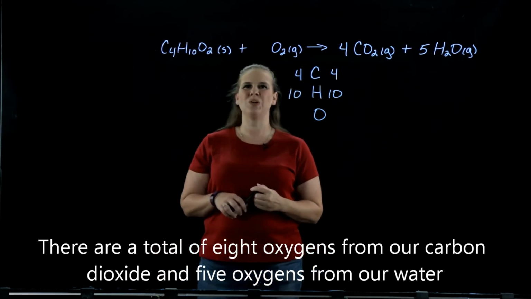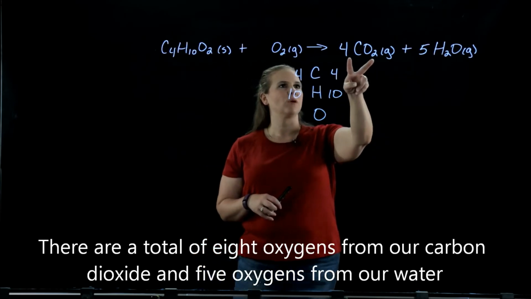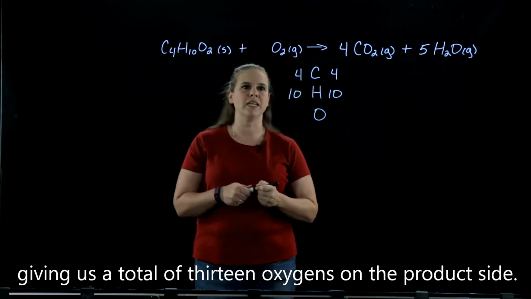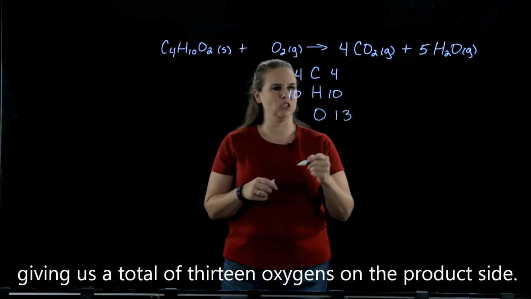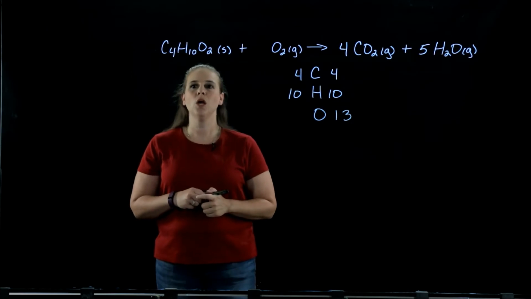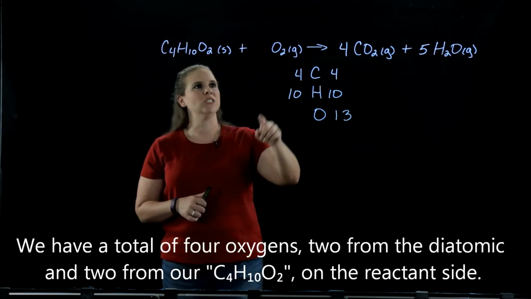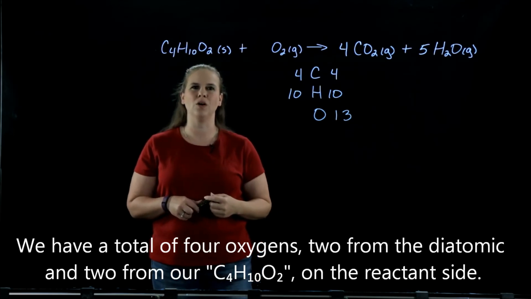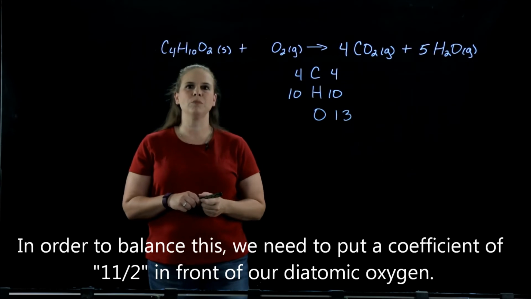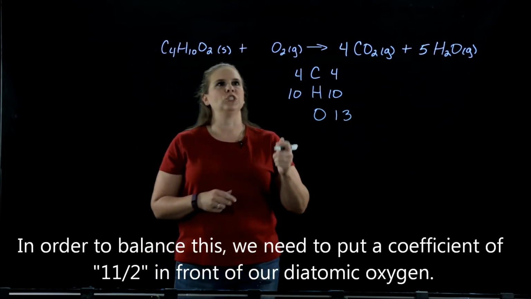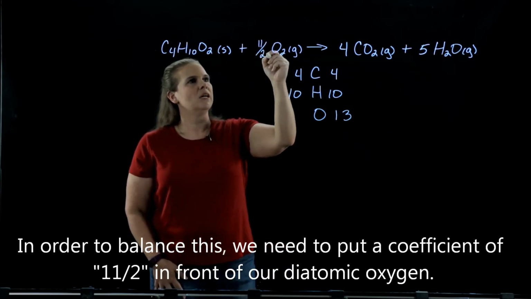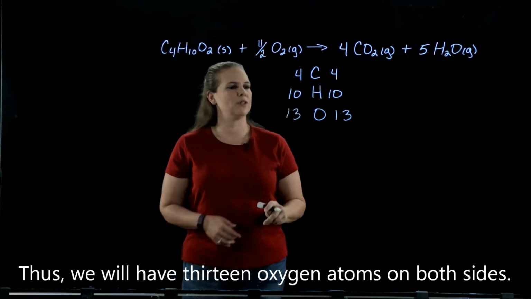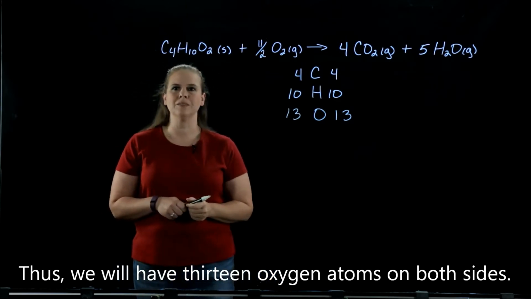There are a total of 8 oxygens from our carbon dioxide and 5 oxygens from our water, giving us a total of 13 oxygens on the product side. We have a total of 4 oxygens, 2 from the diatomic and 2 from our C4H10O2, on the reactant side. In order to balance this, we need to put a coefficient of 11/2 in front of our diatomic oxygen. Thus, we will have 13 oxygen atoms on both sides.